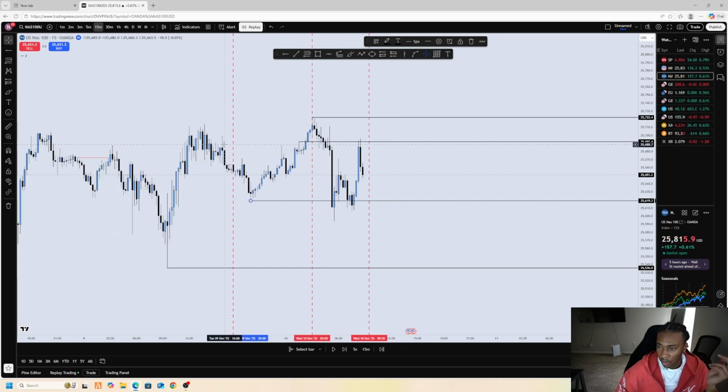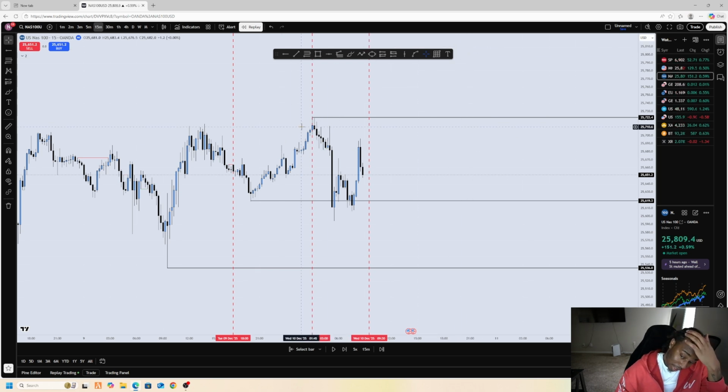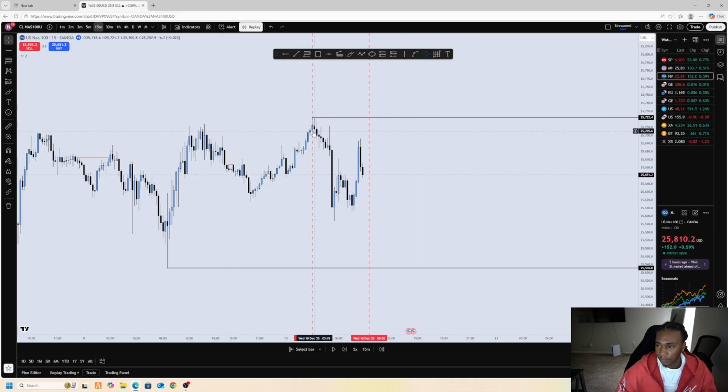As we can see, the market had come up, and it took out the high of the session during the session, so that is out. And then during London session, we had come down and we took out Asia session low. Cool, it's out. So I'm not even focused on this no more.